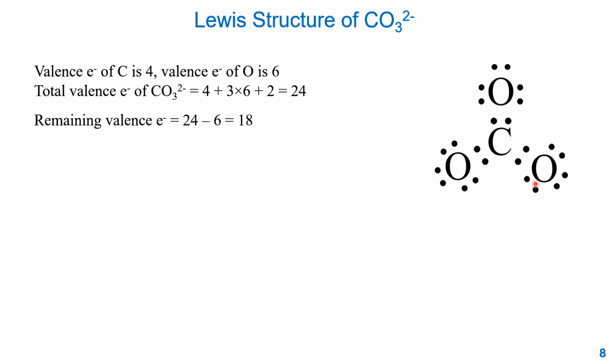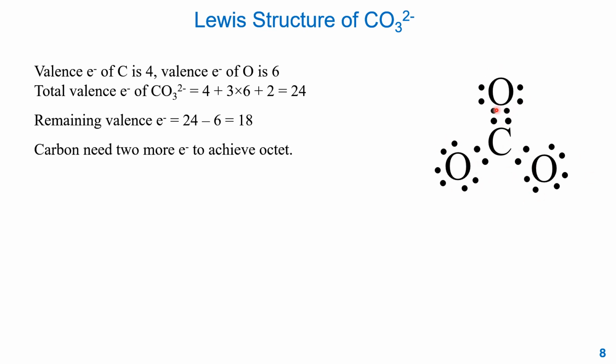Now you can go back to double check. The oxygens are all octet, but carbon has only 6 electrons here. So you need 2 more electrons to make carbon an octet. What can you do? You have to share 2 more electrons from one of the oxygens. For example, pick this one. Those 2 electrons will now be shared between the carbon and oxygen. Now carbon has an octet, this oxygen is still an octet, and the other oxygens are octets too. So that's good.